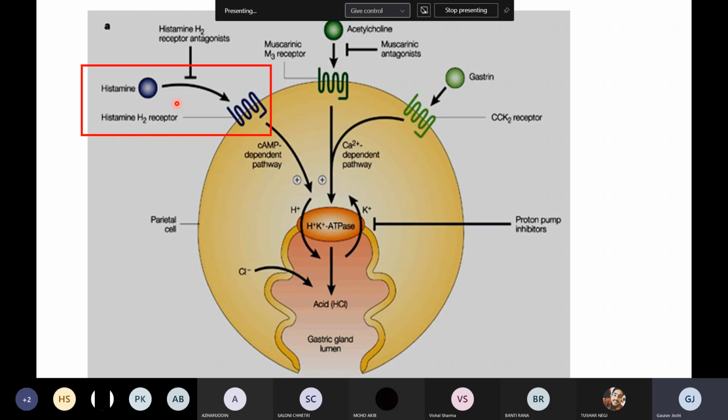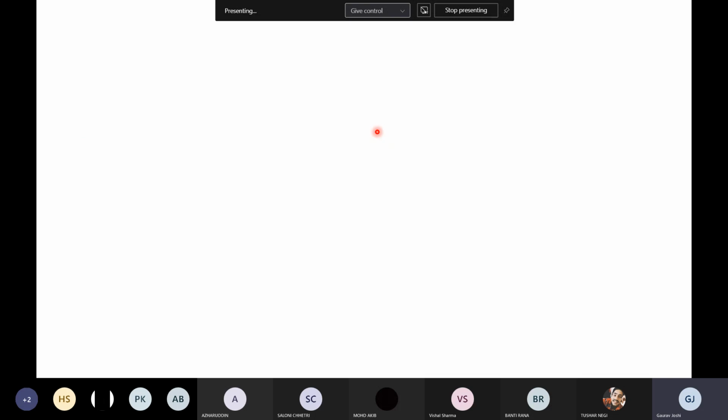Today we are going to study the medicinal chemistry of these proton pump inhibitors. These proton pump inhibitors cumulatively take signals from the histamine receptor, from the acetylcholine or muscarinic receptor, and from the chemokine receptor. So if we are blocking this proton pump, we are blocking all three pathways: the histamine pathway, the acetylcholine pathway, and the gastrin pathway. So this is the common thing.